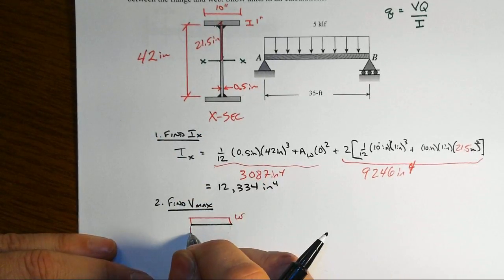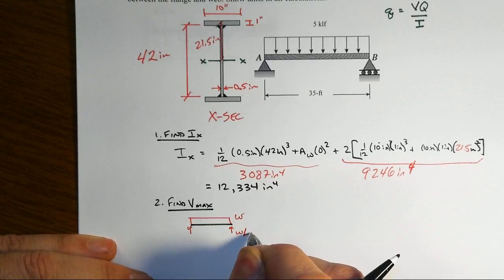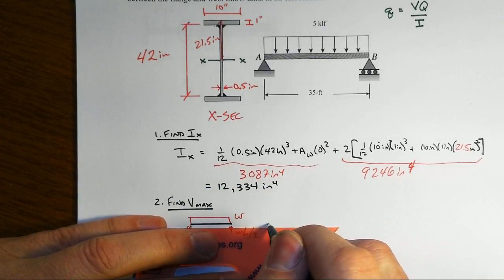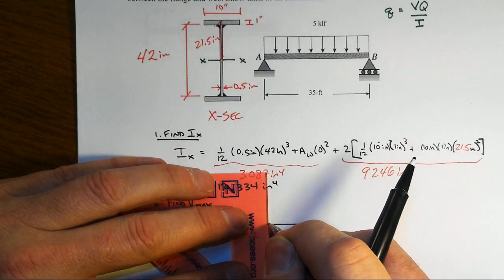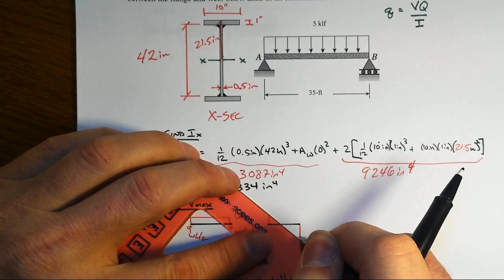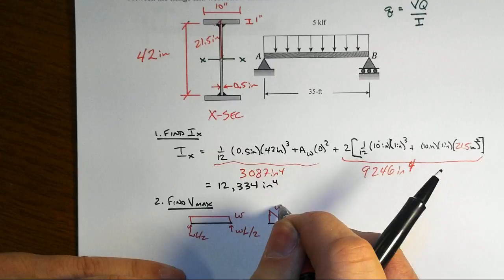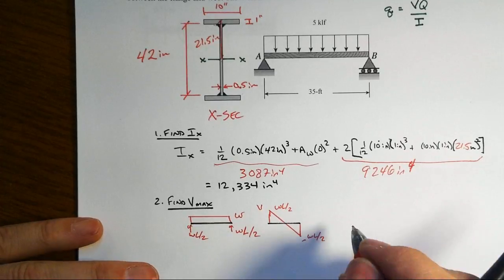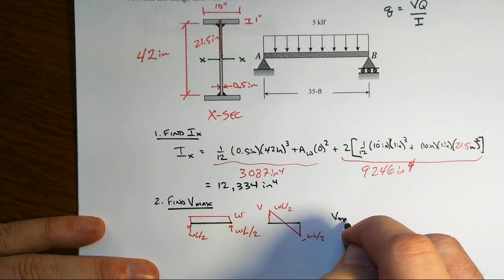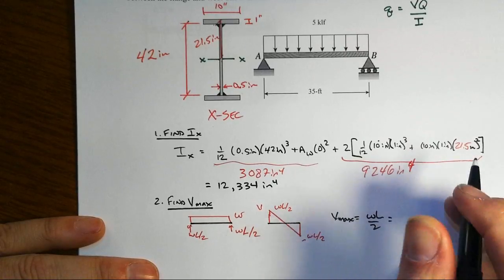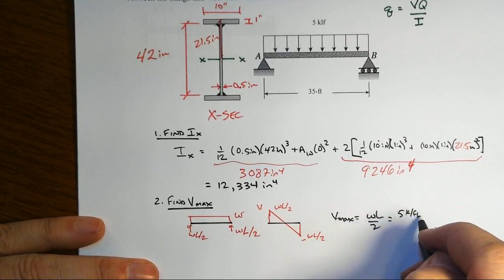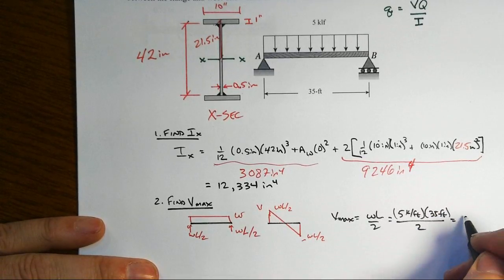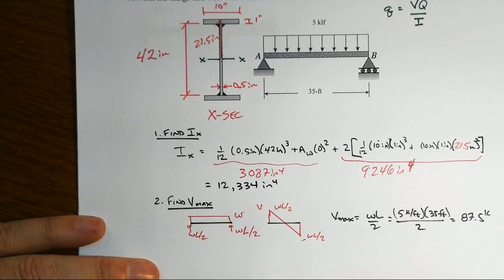and then our reactions for the distributed load are wL over 2 either side, and so our shear diagram then looks like so, where the peak will be wL over 2 minus wL over 2 for our shear diagram. So in other words, our V max equals wL over 2. That's 5 kips per foot times 35 feet over 2, and that will be 87.5 kips.